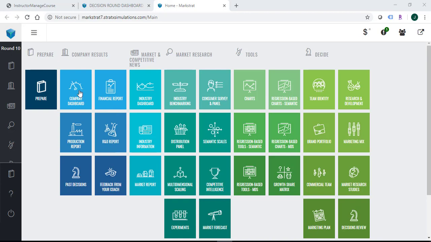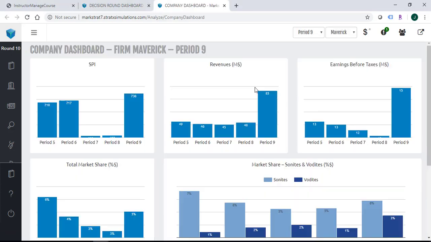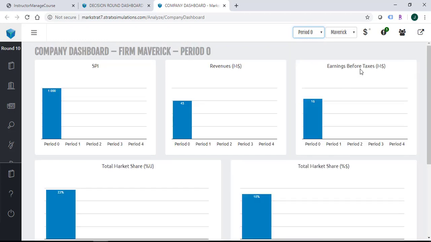First we click on the company dashboard. On this page, you will see a basic report for the stock price indices, and you can also change the period to see how it looks. Remember, period 1 and period 9 will look completely different. So I want to show you period 0, where you only see period 0 indices.